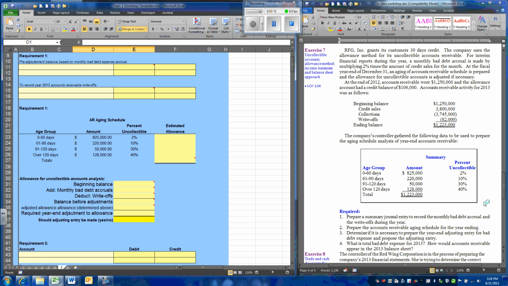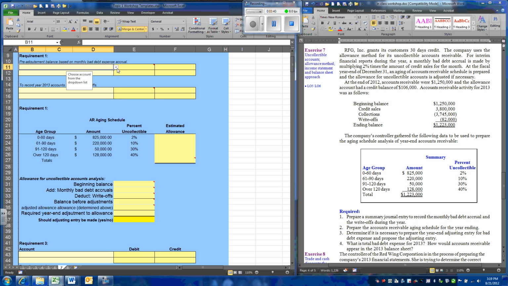All right, so this is a rather complex problem, and it's going to begin with preparing a summary journal entry for the monthly accrual of bad debt. Remember, throughout the year, each month, an accrual is made for bad debt. When you say a summary, that means instead of having 12 entries, we're going to summarize those 12 entries in one entry.